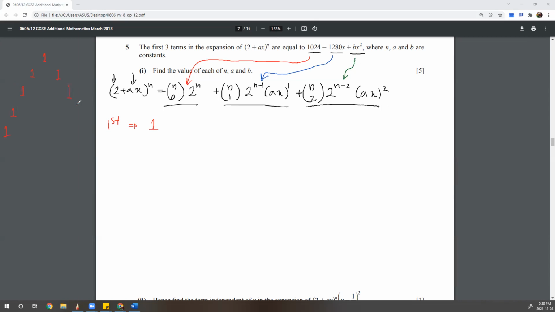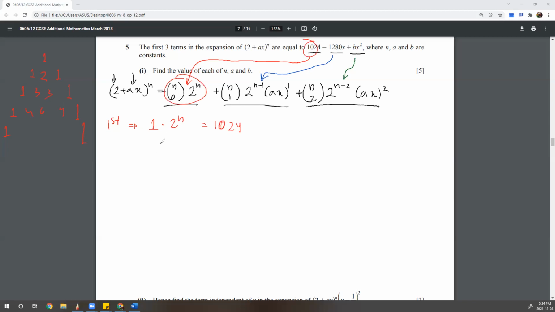On the right side also. Okay, 1, 1, 2, 1, 1, 3, 3, 1, 1, 4, 6, 4, 1, and so on. On the first term, always 1. 1 times 2 power n equals 1024, right? There you go.